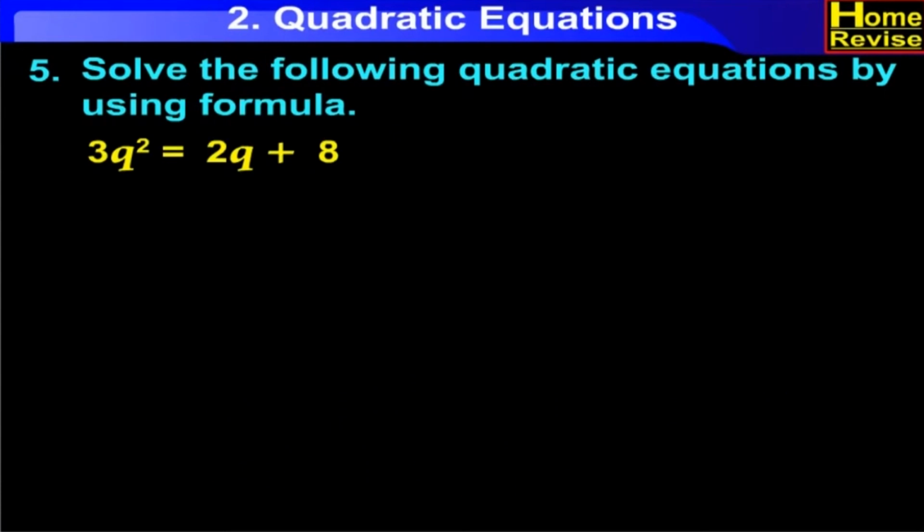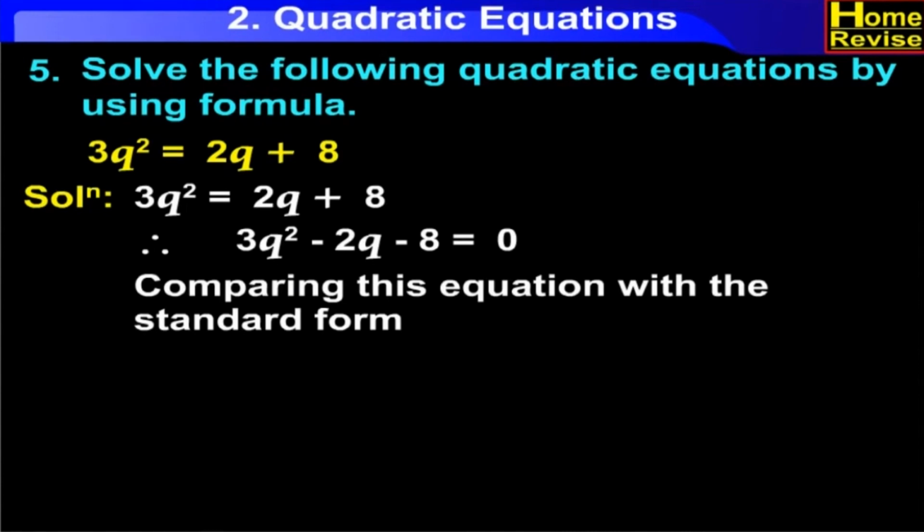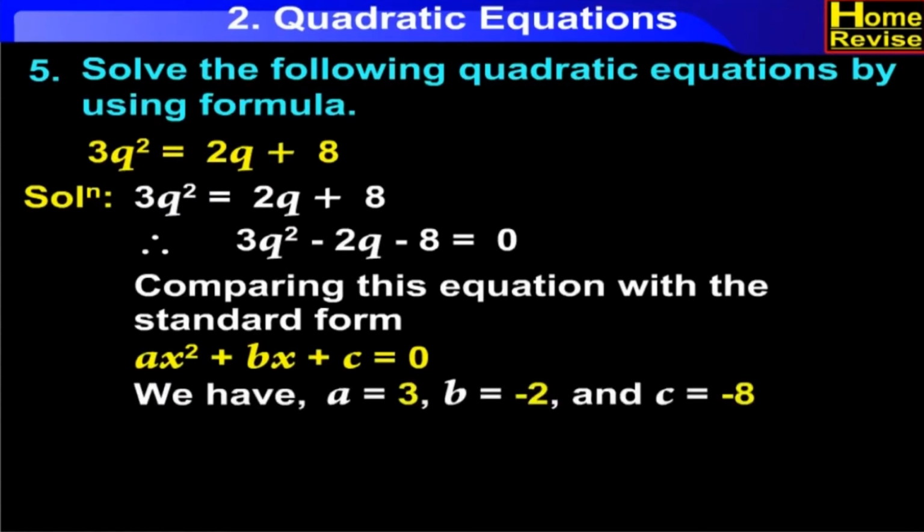3q² = 2q + 8. Solution. The given equation is 3q² = 2q + 8. Therefore, 3q² - 2q - 8 = 0. Comparing this equation with the standard form ax² + bx + c = 0, we have a = 3, b = -2 and c = -8.